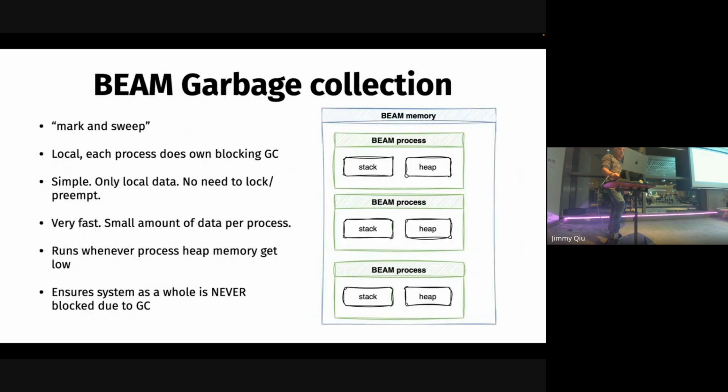So Beam is very similar as well. The big difference is that it doesn't run concurrently. It's local to each process, and each process does its own blocking GC. You might think that blocking GC is less than ideal, but because there's so much concurrency built in anyway, the heap doesn't have to do much work because it's just a small amount of data there. All the other processes still have a chance to run at the same time. That local process just needs to look through a small amount of data. Pretty simple because it's only local data. It doesn't need to lock or preempt anything.